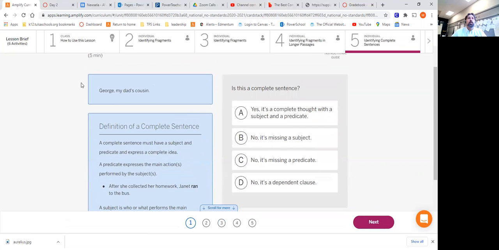Let's do number 5. "George, my dad's cousin." See how you can just hear it? Like it just sounds crazy, right? What about him? He doesn't do anything. It's missing a predicate. There's no action in that sentence.